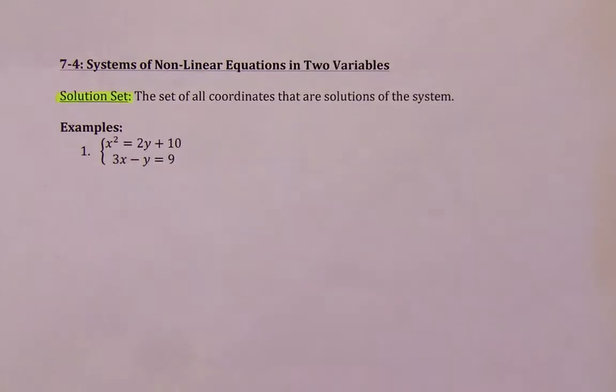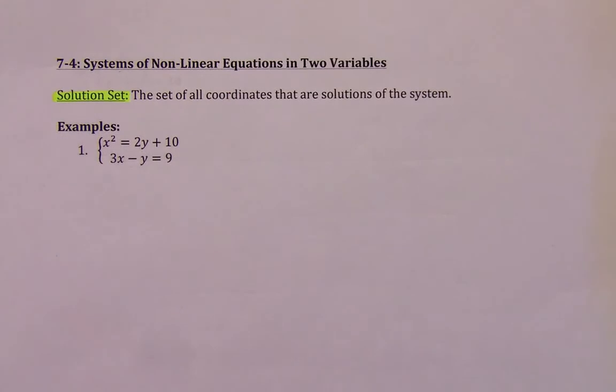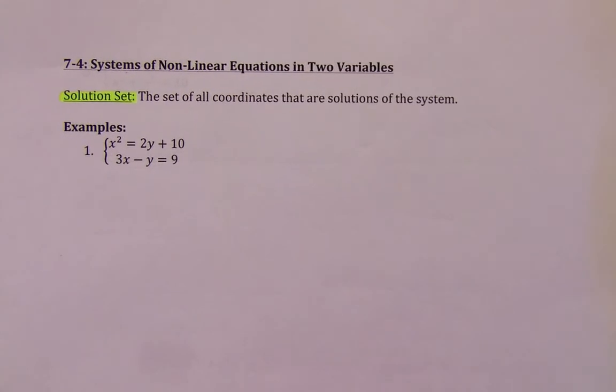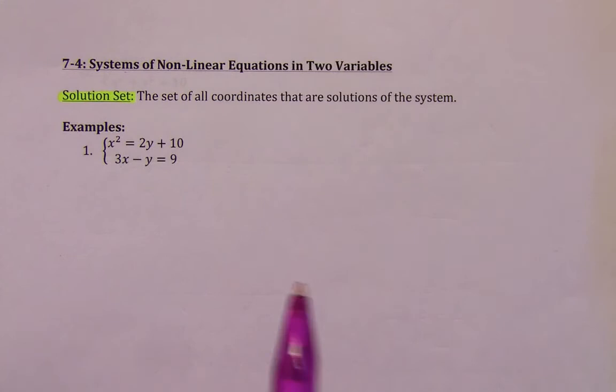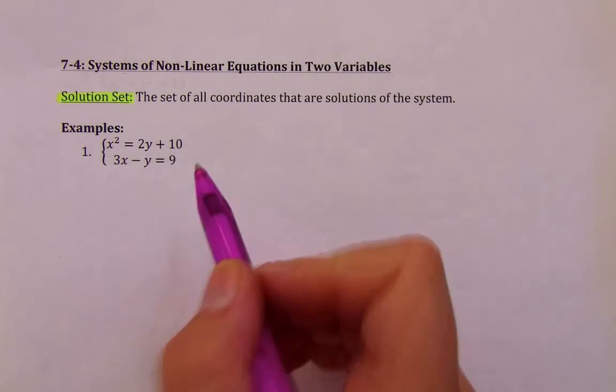Okay, so this is 7-4, and now we're looking at systems of nonlinear equations in two variables. So now our graphs or our equations may not be straight lines, they could be quadratic or square root or really any type of equation. We can still use substitution and the elimination method to solve these.